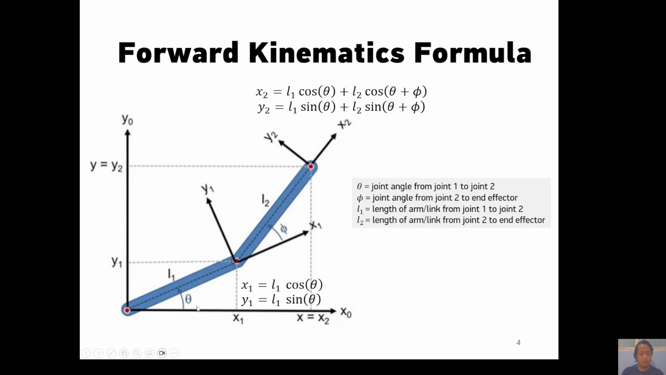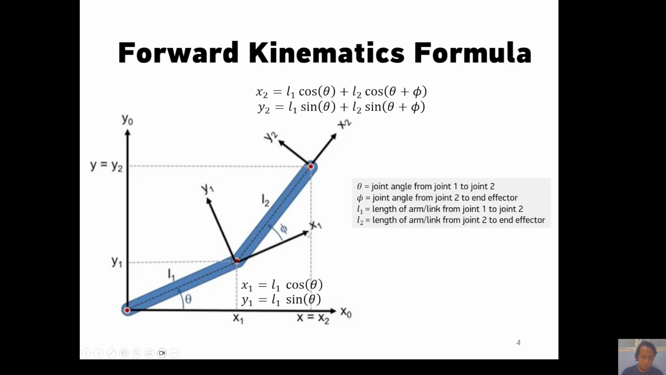Theta represents the angle from the base. Usually X is considered as a common reference. So this is from X, and theta is the angle from link 1 to the reference. And phi is the angle from link 1.